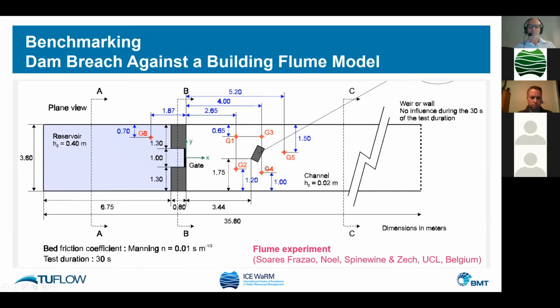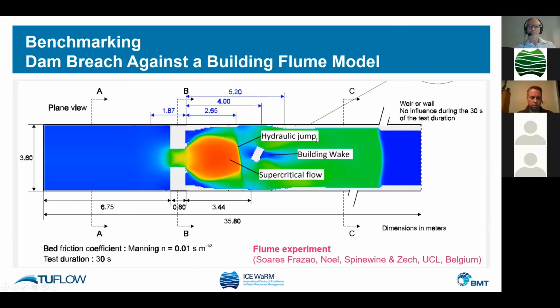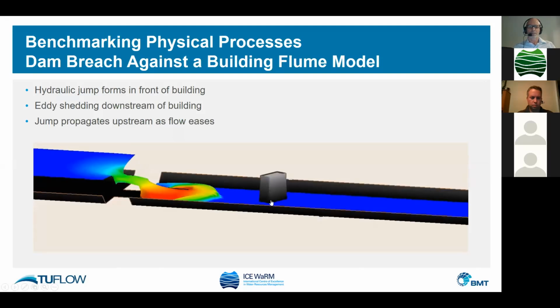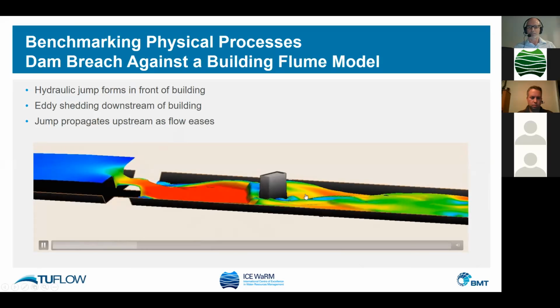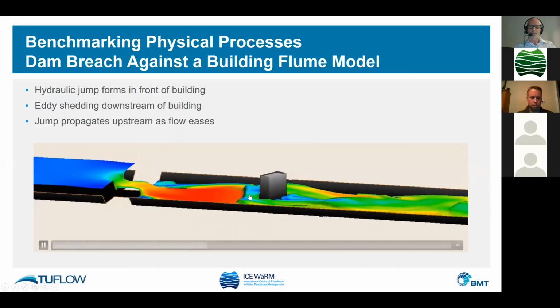And so what happens is that a hydraulic jump forms in front of the building, you get a wake behind the building, and you have supercritical flow in that red region. It's a pretty nice little study. They had a number of gauges around the building. I'm just showing here an animation from one of the two flow simulations of this flume test. It's about 3.5 meters wide. You see the hydraulic jump slowly propagates upstream, which is an interesting bit of phenomena.